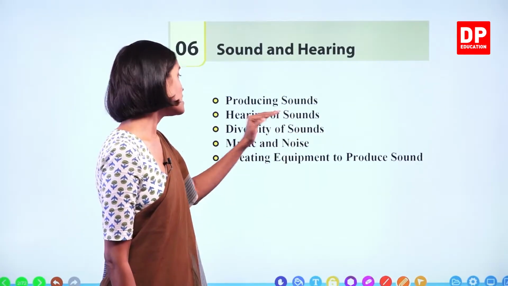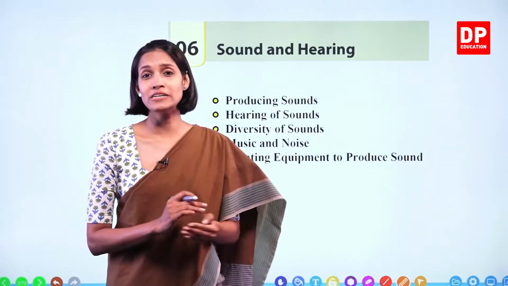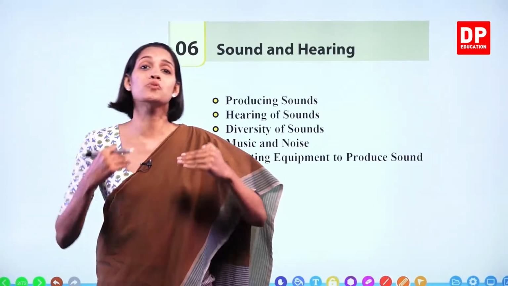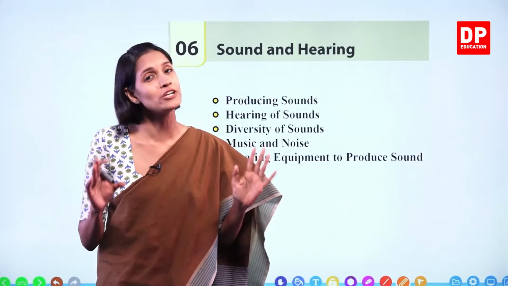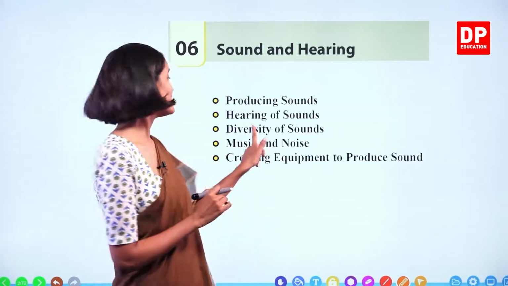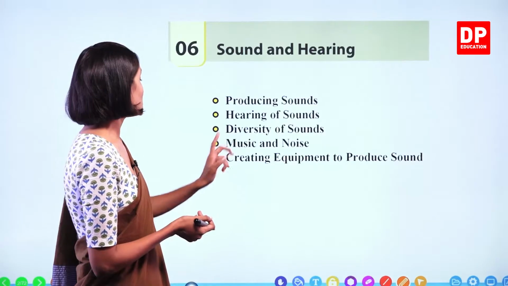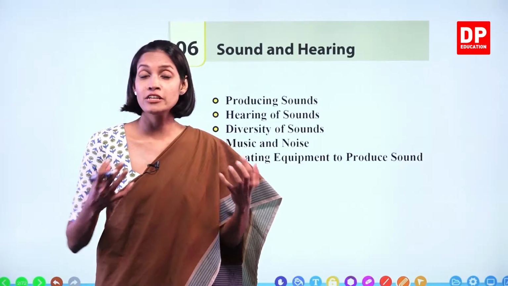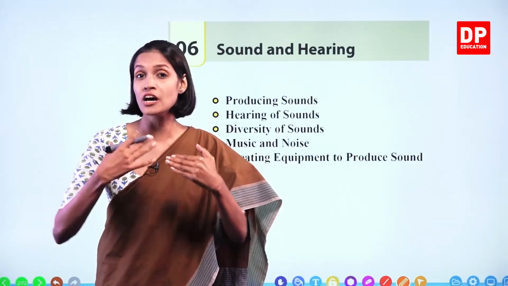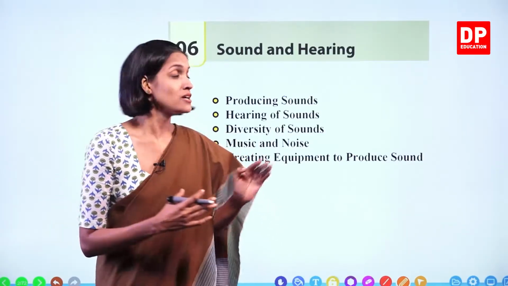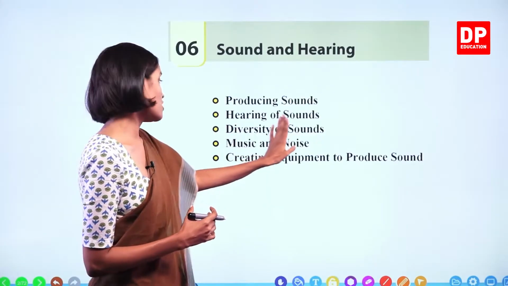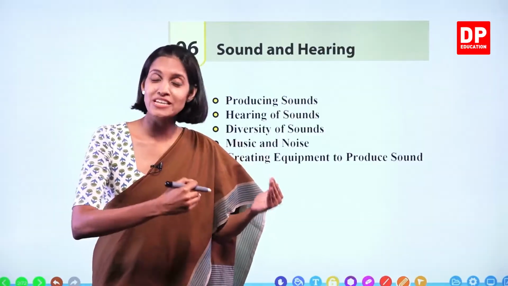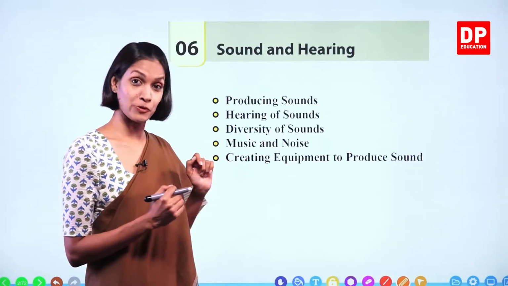Diversity of sounds. Under this part we are going to learn there are different types of sounds, how they are produced, and why they are different from each other. Then music and noise. Basically sound can be divided into two main parts based on the loudness and the rhythm. That is music and noise. We are going to learn about the difference between music and noise under this part, okay?